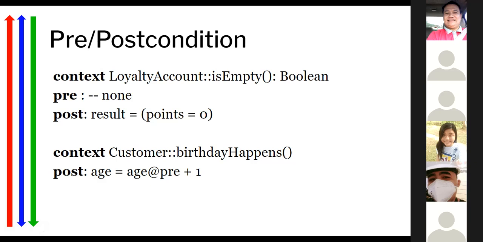And another post condition naman is yung sa age, 'di ba? Kasi every year, syempre nagbo-birthday tayo. So, para ma-update yung system, gagamit tayo ng post condition. Yung tinatawag diyan yung age equals age at pre. Yan, pre. Ibig sabihin yung age niya before or parang a year before. So, yun yung ini-imply nung expression na yan. Next.